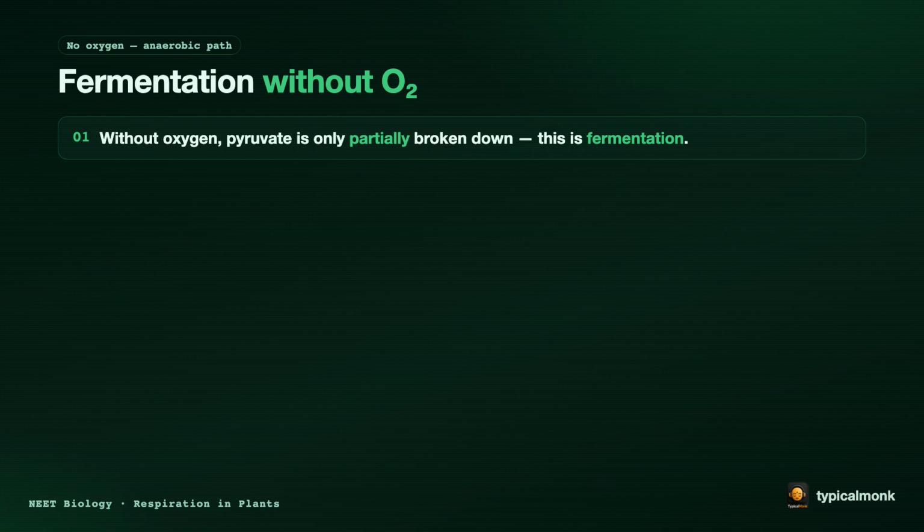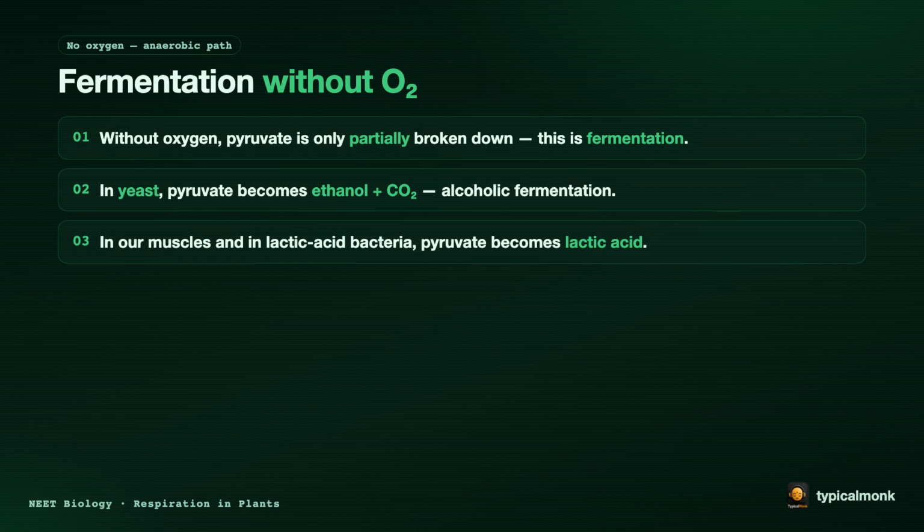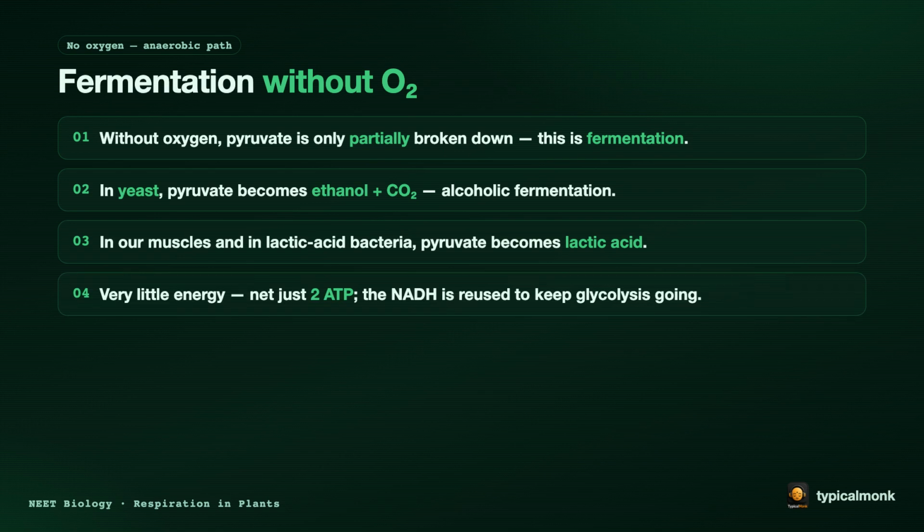Now, what if there is no oxygen? Without oxygen, pyruvate is only partially broken down, and this incomplete pathway is called fermentation. In yeast, pyruvate is turned into ethanol and carbon dioxide. This is alcoholic fermentation. In our own muscles and in lactic acid bacteria, pyruvate is turned into lactic acid instead. Very little energy is released, a net of just 2 ATP. The NAD is reused so that glycolysis can keep running.